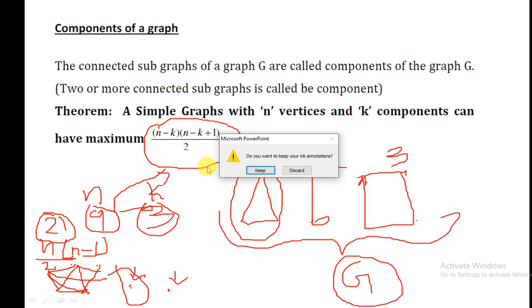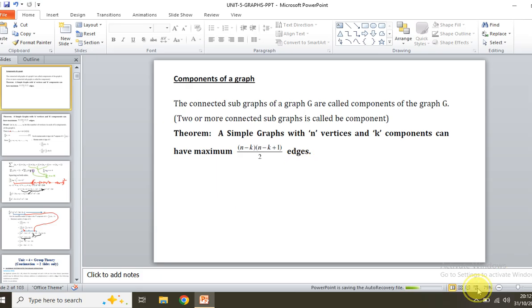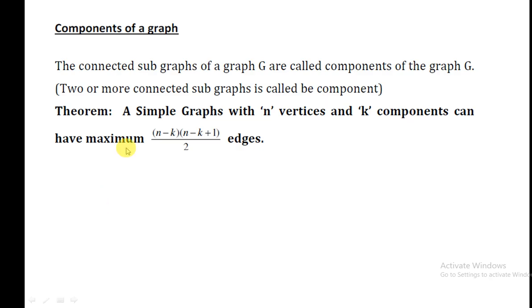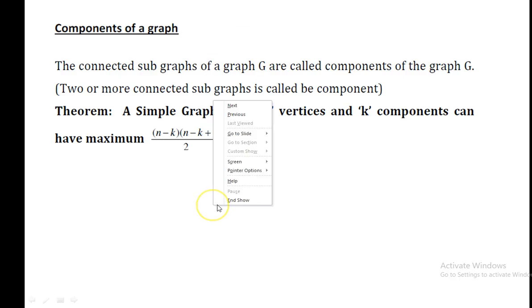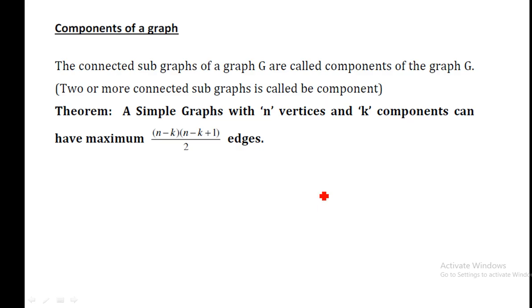Now I am going to prove the theorem. What is the theorem we are going to prove? Once again, recall the same theorem. A simple graph with n vertices and k components has at most (n minus k) into (n minus k plus 1) divided by 2 edges. Now we are going to start the proof.